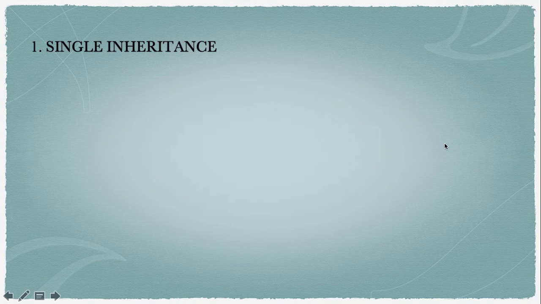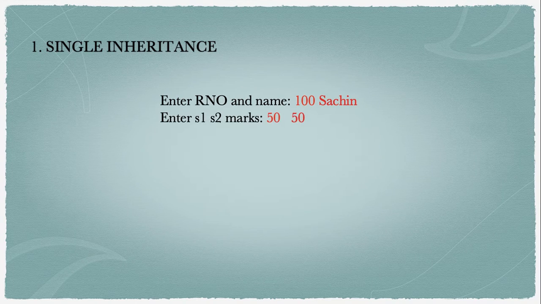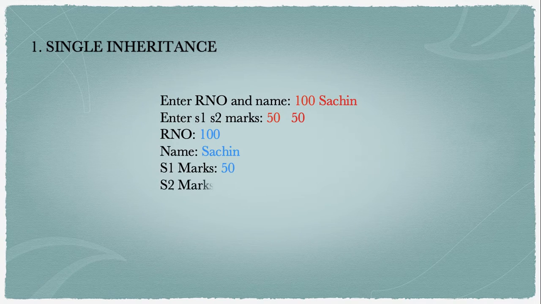Let's discuss single inheritance with an example program. I want a program that should ask to enter roll number and name, and the user will give some details. Then the program should ask for S1, S2 marks, and the user gives some details. Once the user enters the details, the program has to display the roll number, name, S1 marks, S2 marks, and it has to calculate those two marks and display the total and average.